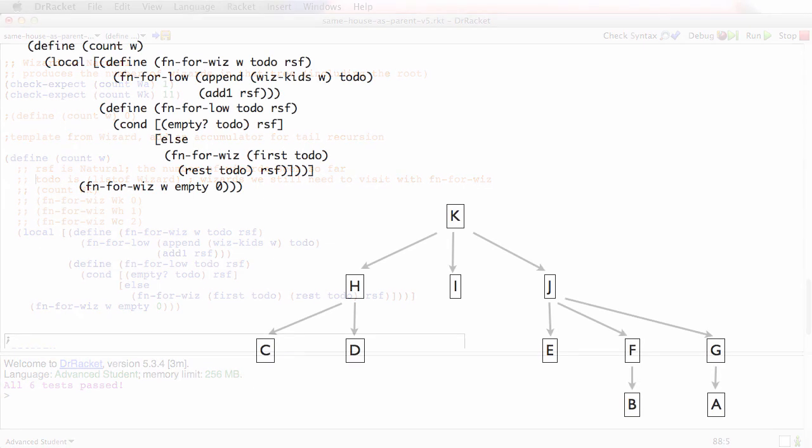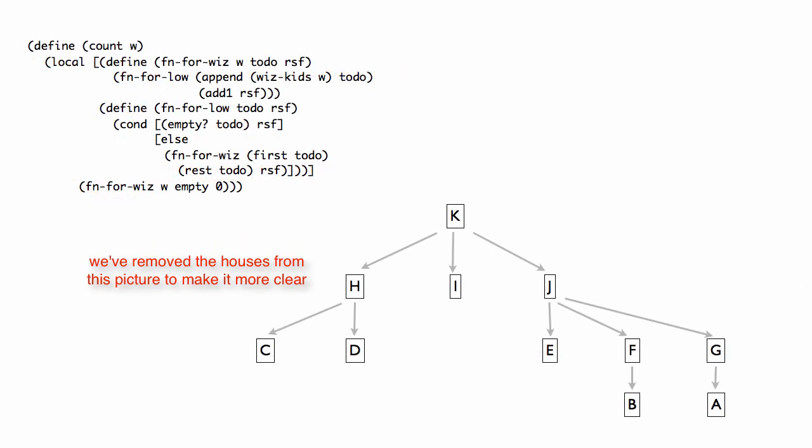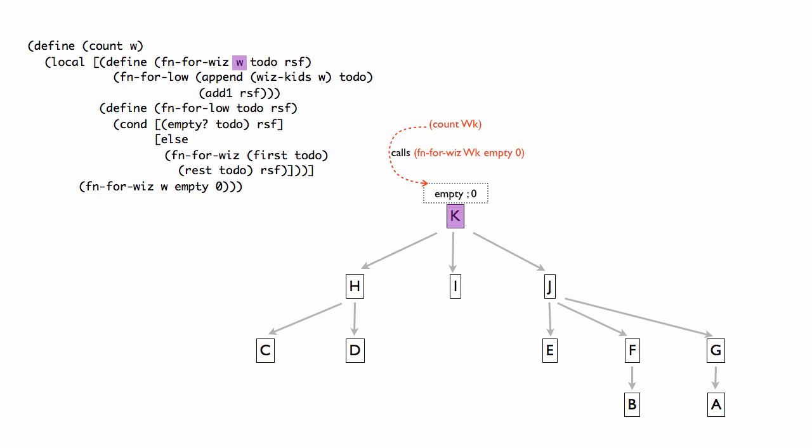And now let's go back to our picture, and let's add the progression of values for this to-do accumulator as we go through. So at the very top, when we come in, we haven't seen any wizards, RSF is 0, and the children that we haven't visited yet is empty. Now, when we go to H, RSF is going to be 1. What's to do? Well, to do is the rest of the children.